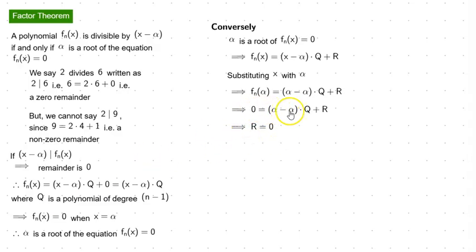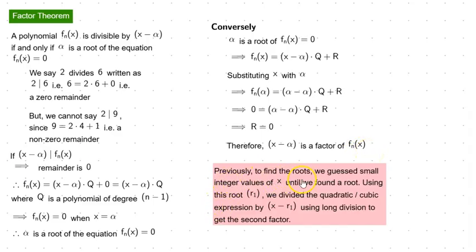Alpha minus alpha is 0, which means alpha minus alpha times q is 0, which means r is equal to 0. And therefore, because there is no remainder, that means this root alpha divides fn of x. Therefore, x minus alpha is a factor of fn of x.